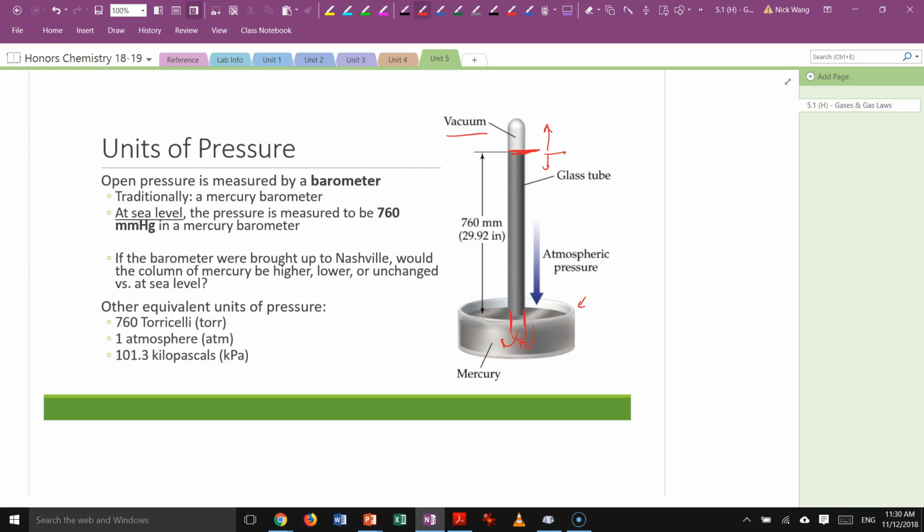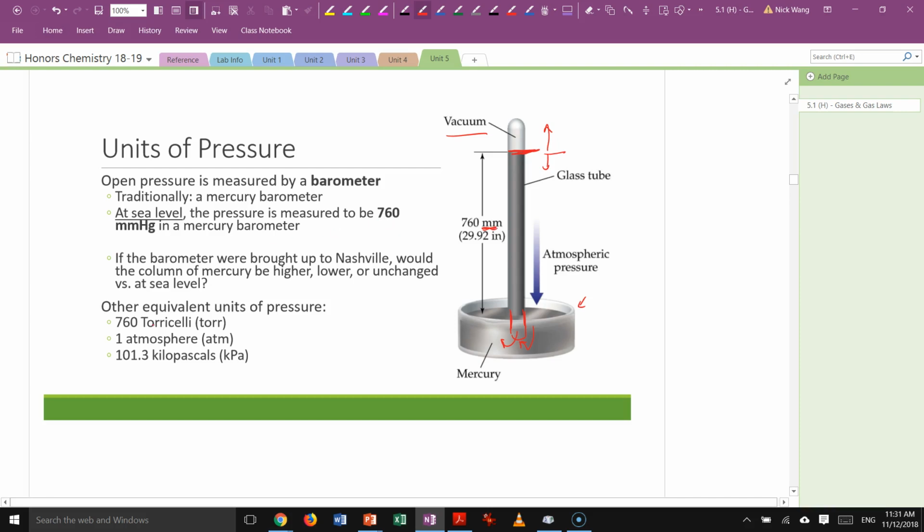Some other equivalent units of pressure. So you have 760 torr, T-O-R-R. That name comes from the individual, I think his name is Evangelista Torricelli, who defined a certain value of pressure, and it turns out it's the same as 760 millimeters of mercury, 760 mmHg. So 760 millimeters of mercury, 760 torr. As you can tell, they're the same thing.